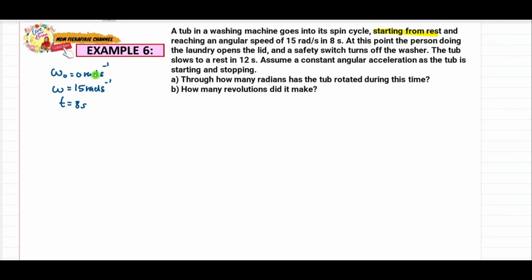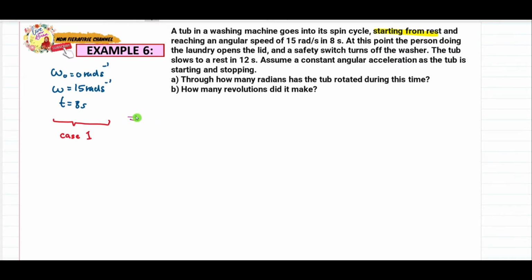Okay? At this point, the person doing the laundry opens the lid. So ini adalah case pertama lah. Dia tengah berpusing kan? In 8 seconds, dia tengah spinning. And then what happens? Suddenly, a person opens the lid and a safety switch turns off the washer. So suddenly, dia akan turn off lah. So the tub slows to a rest in 12 seconds. So kita akan pergi kepada case yang kedua.